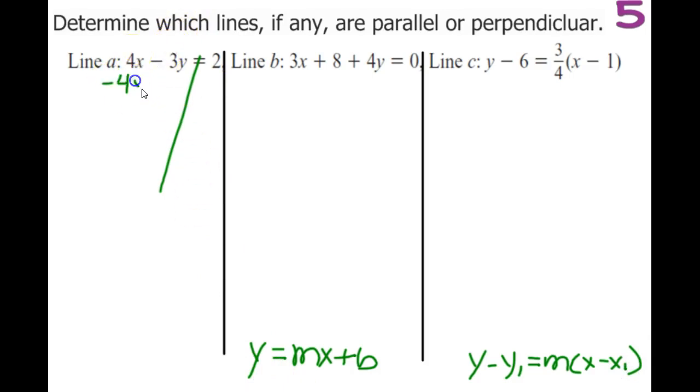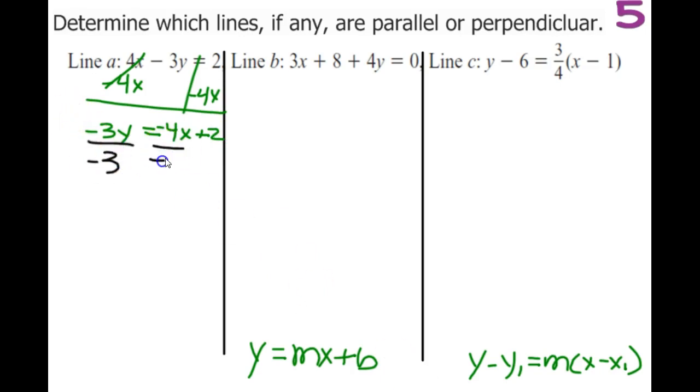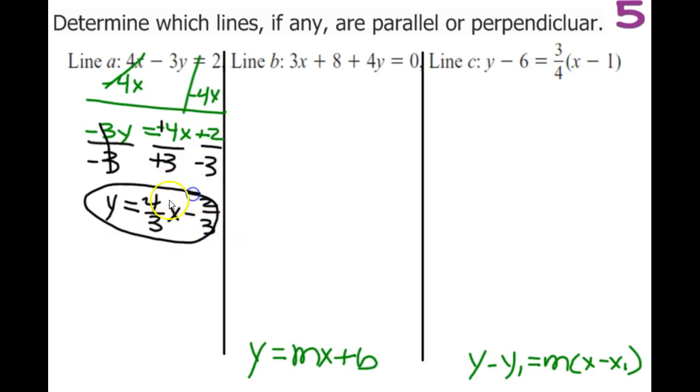So first I'm going to subtract 4x. So we have negative 3y equals, I don't have enough room there, so I'm going to write negative 4x plus 2. And then divide everything by negative 3. Two negatives here make a positive, 4 over 3x. And then a negative here, 2 over 3. I don't really care about the 2 over 3. All I need to know about this equation is the slope. And my slope is 4/3.